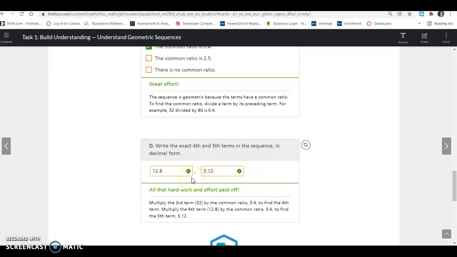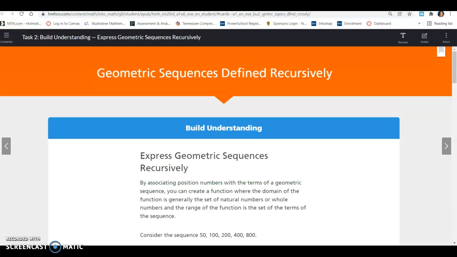All right, so once you have your common ratio, you just multiply it to get to the next term. That's all of task 1. If you have any questions, please let me know.